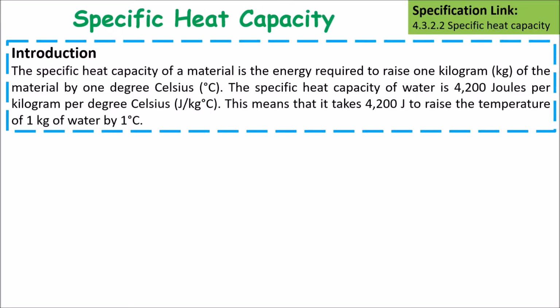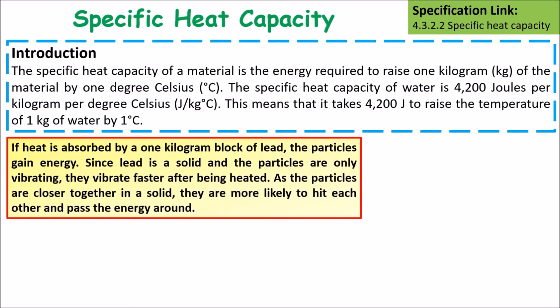The specific heat capacity of a material is the energy required to raise 1 kilogram of that material by 1 degree. The specific heat capacity of water is 4,200 joules per kilogram per degree Celsius. So this means that it takes 4,200 joules to raise the temperature of 1 kilogram of water by 1 degree.